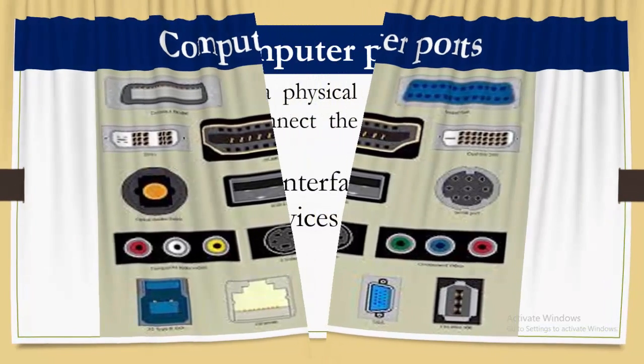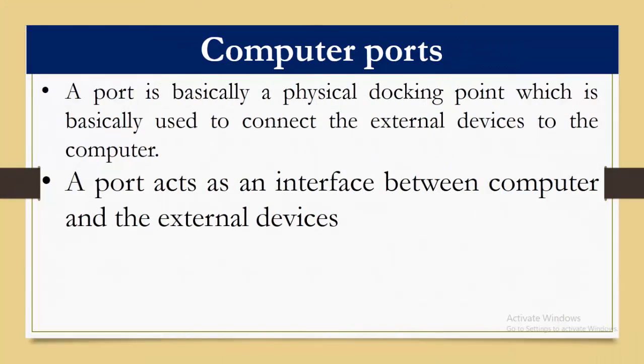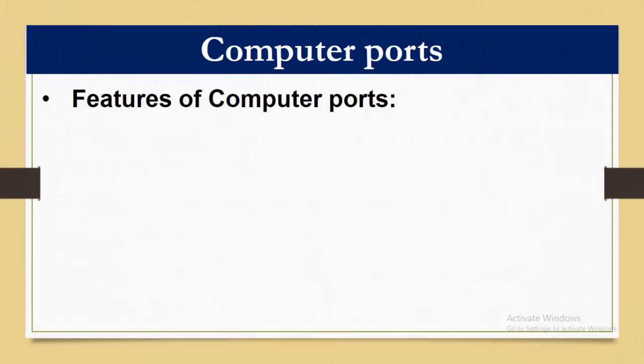Okay, let's go ahead. The next one is the features of computer ports. The first one, we can connect external devices to the computer with the help of ports and cables. The next one, these are basically slots on the motherboard where we plug in external devices through cables. The next one, mouse, keyboard, printers, speakers are some examples of external devices that connect to the computer through ports.